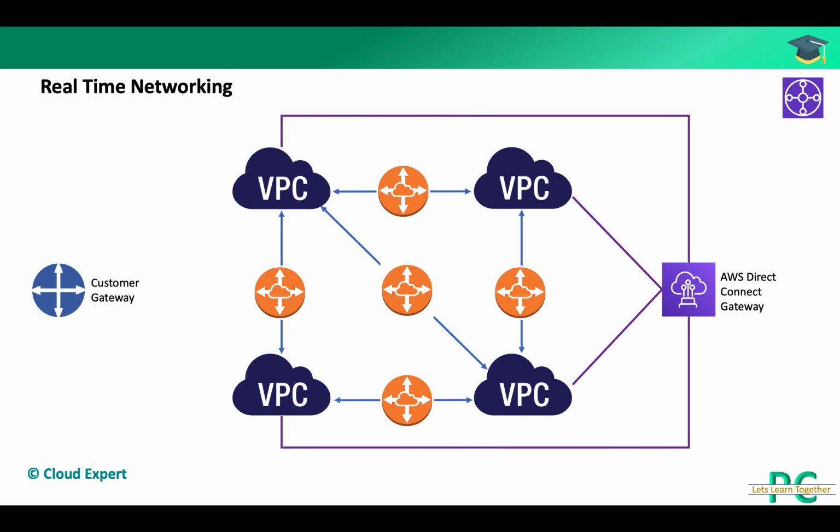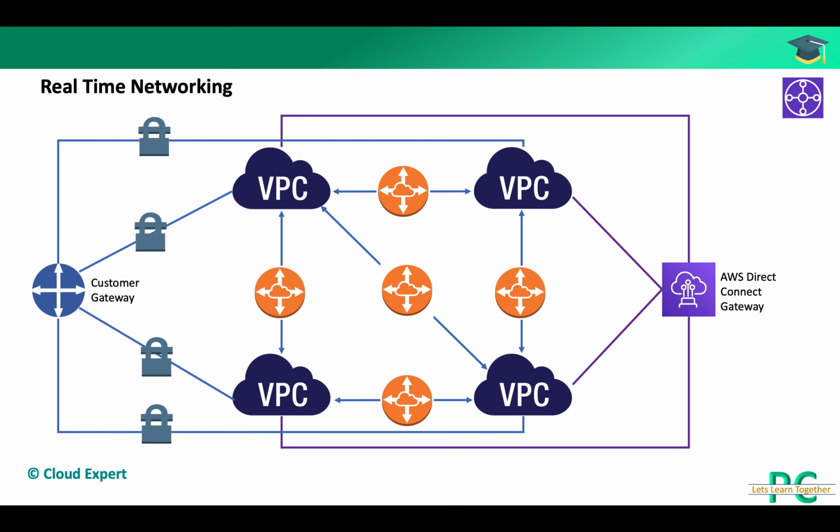On the other hand, let's say you want to add a VPN connection, maybe with a customer gateway. So what do you have to do? You have to connect all the VPCs. Now you understand the mesh network with only 4 VPCs. Now let's say you have to add 1 or 2 more VPCs. So now you understand the network connections, right? So it will be a nightmare.